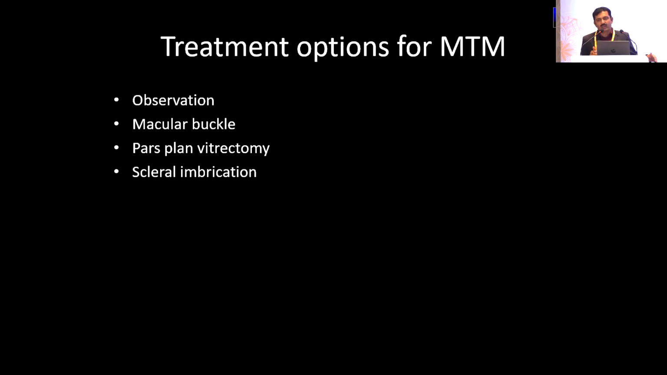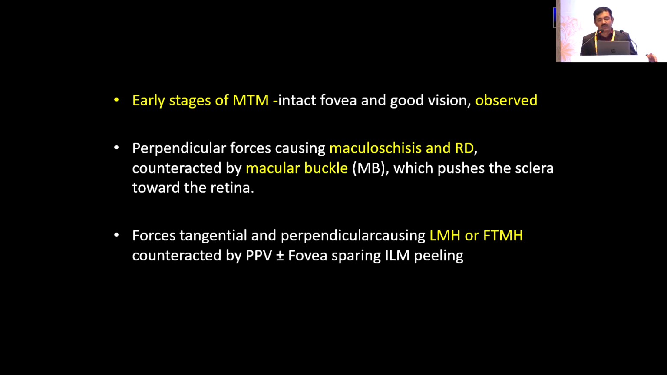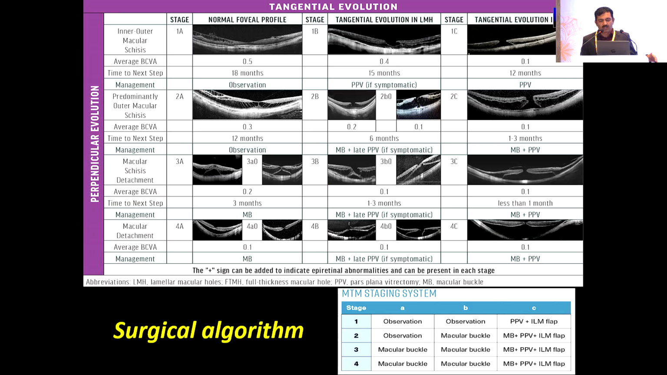We have got many treatment options: observation, macular buckle, vitrectomy, and scleral indentation. If you see a tangential traction, go for a vitrectomy with a foveal sparing ILM peeling. If you see perpendicular forces, then go for a macular buckle. These are various grades which you can choose. If you move on to the grade C holes associated with full thickness macular hole, probably you may have to look for a pars plana vitrectomy option rather than the macular buckle option.